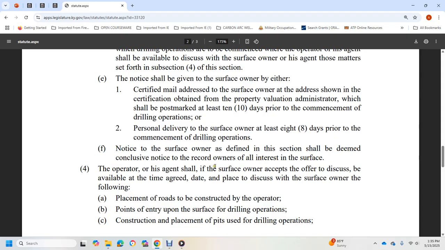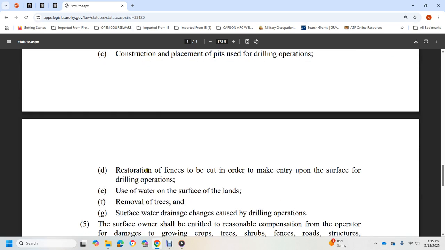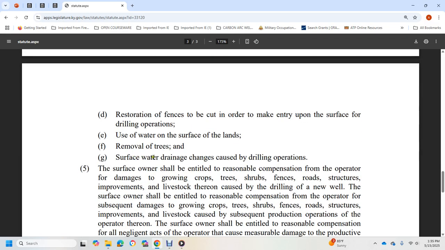The operator and his agent shall, if the surface owner accepts the offer to discuss, be available at the agreed time and place to discuss with the surface owner the following: the location of the roads to be constructed by the operator, the place of entry upon the surface for the drilling operation, the construction and placement of pits used by the drilling operators, restoration, fences to be cut in order to make entry upon the surface for the drilling operation, use of water, surface of lands, removal of trees, and changes to surface water drainage if caused by the drilling operation.